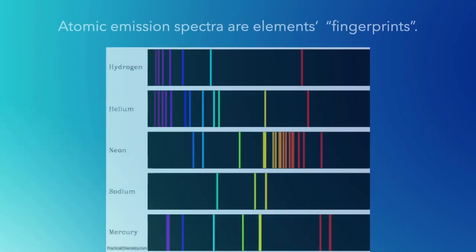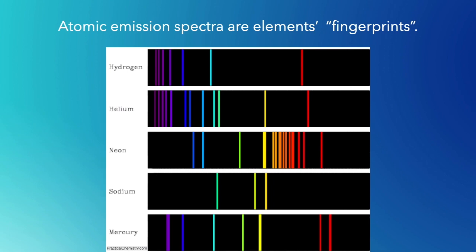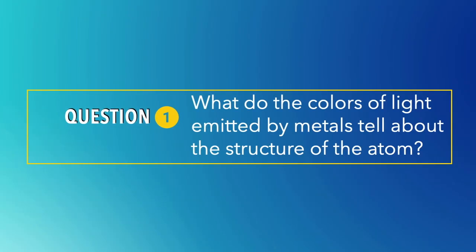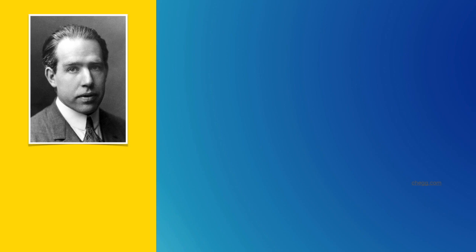Ibig sabihin, kung may iba't iba tayong elements, iba't iba rin ang kanilang atomic emission spectra. Gaya ng nakikita natin na atomic emission spectra ng ilang elements dito sa picture. Kumbaga, ito ang nagsisilbing fingerprint ng isang element. Pero ano ba ang connection ng colors of light emitted by the metals sa structure ng atom? Ito ang sinubukang sagutin ng isang Danish scientist na si Niels Bohr noong 1913.